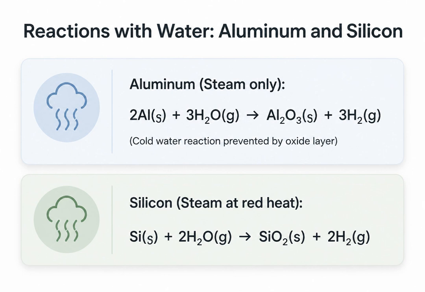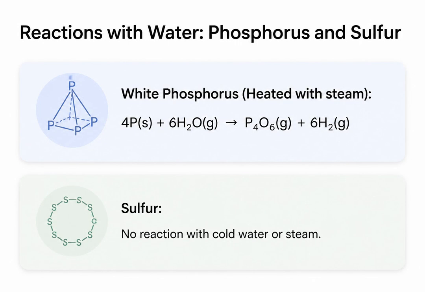Silicon is even more stubborn. Standard, shiny silicon lumps only react with steam at red heat to produce silicon dioxide and hydrogen gas. White phosphorus ignores cold water entirely, but when vaporized and heated with steam, it reacts slightly to form phosphorus-3 oxide and hydrogen gas. Sulfur, on the other hand, is completely unreactive with both cold water and steam.